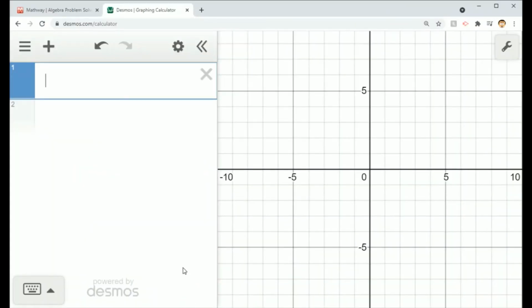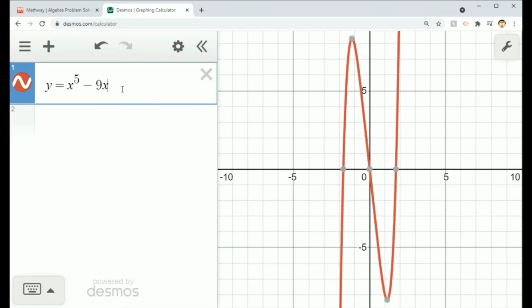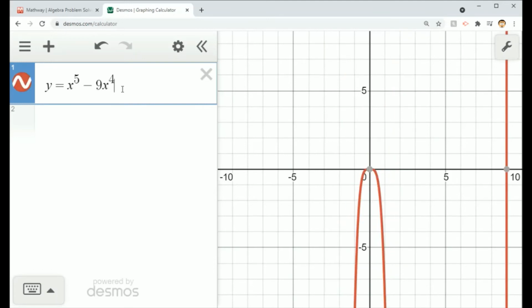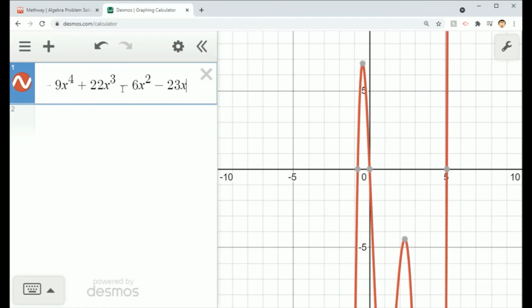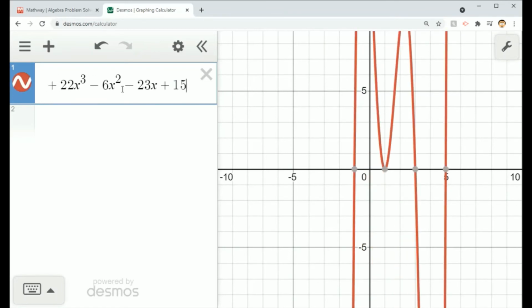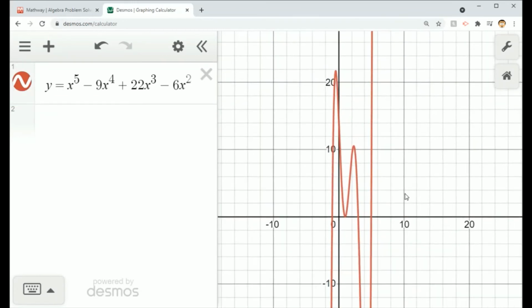Okay, so how do we go about this using Desmos? Well, let's type in our original polynomial. I'm going to type in y equals because I want a function as opposed to just a polynomial. But y equals x to the 5th minus 9x to the 4th plus 22x cubed minus 6x squared minus 23x plus 15. And that gives us, to say the least, an interesting polynomial.